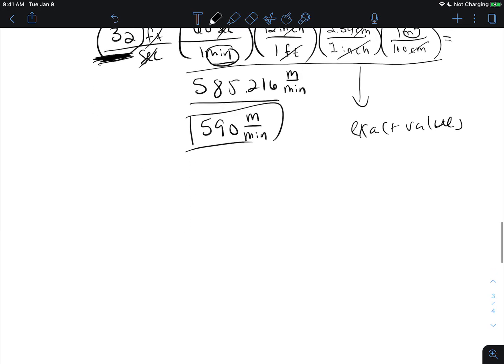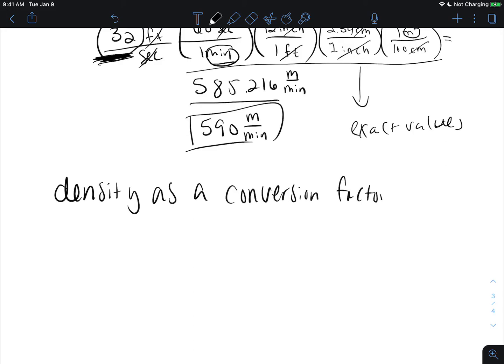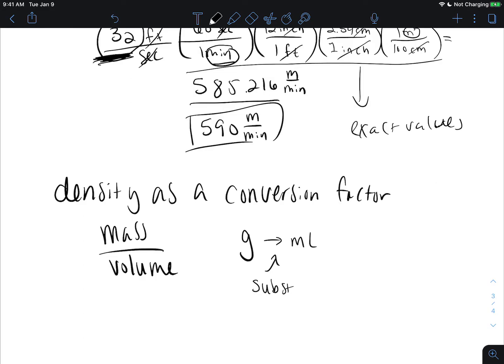I want to do one more type of unit conversion, and that's using density as a conversion factor. So remember, the density is mass over volume, right? And because it is a ratio, we can use it as a conversion factor. So if we want to go from grams into milliliters of a specific substance, if we know that substance's density, we can use it to go between grams and milliliters or milliliters and grams.